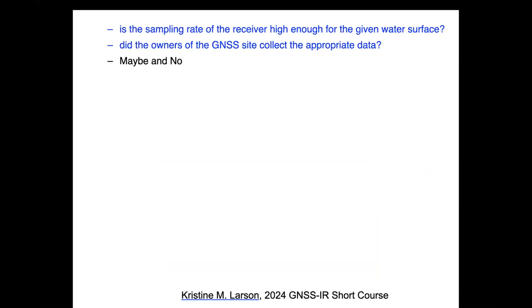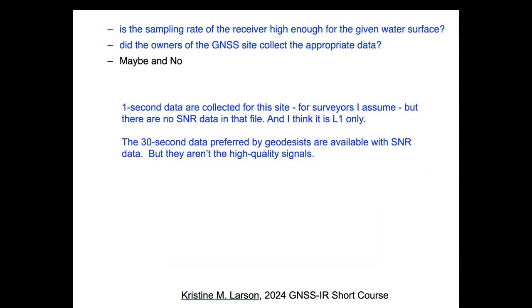So the next question is, is the sampling rate high enough so that we can avoid the Nyquist problem? And did the owners collect the appropriate data? The answer to the first one was maybe, and the second one, no. In particular, at this site, they were collecting 1 second data, I believe, for surveyors, but it was only L1, and there were no SNR data. And they weren't willing to add it.